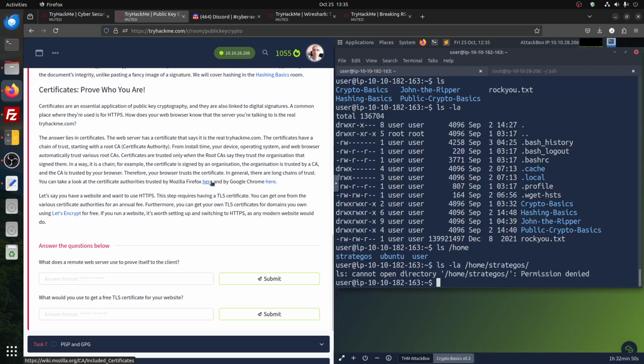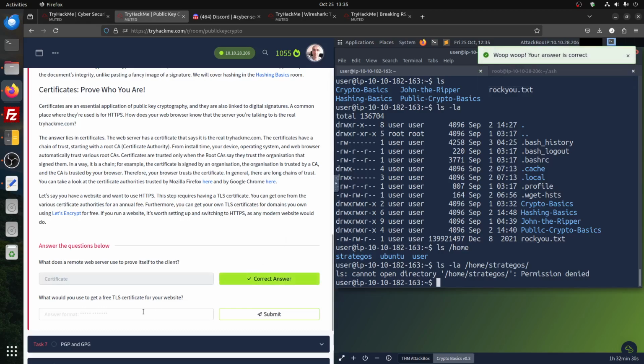What's this? Mozilla's included certificates. Let's Encrypt is well known for the free version. How does a remote web server provide safety to the client? Yes, it uses a certificate. That's how they do it. The certificate is just information, and the free one is this one. That's well known, it's Let's Encrypt.